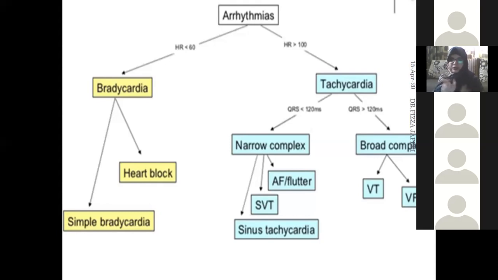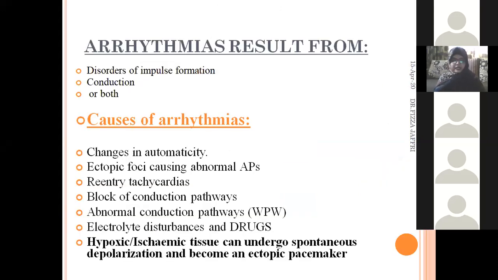And if the QRS complex is more than 120, the block size, right? If it's less than 120, it is a narrow QRS complex. If it's more than 120, it is a broad QRS complex. Narrow is further divided into categories: atrial flutter, fibrillation, supraventricular tachycardia, or sinus tachycardia. Broad complex is classified into two groups, such as ventricular tachycardia and ventricular fibrillation.